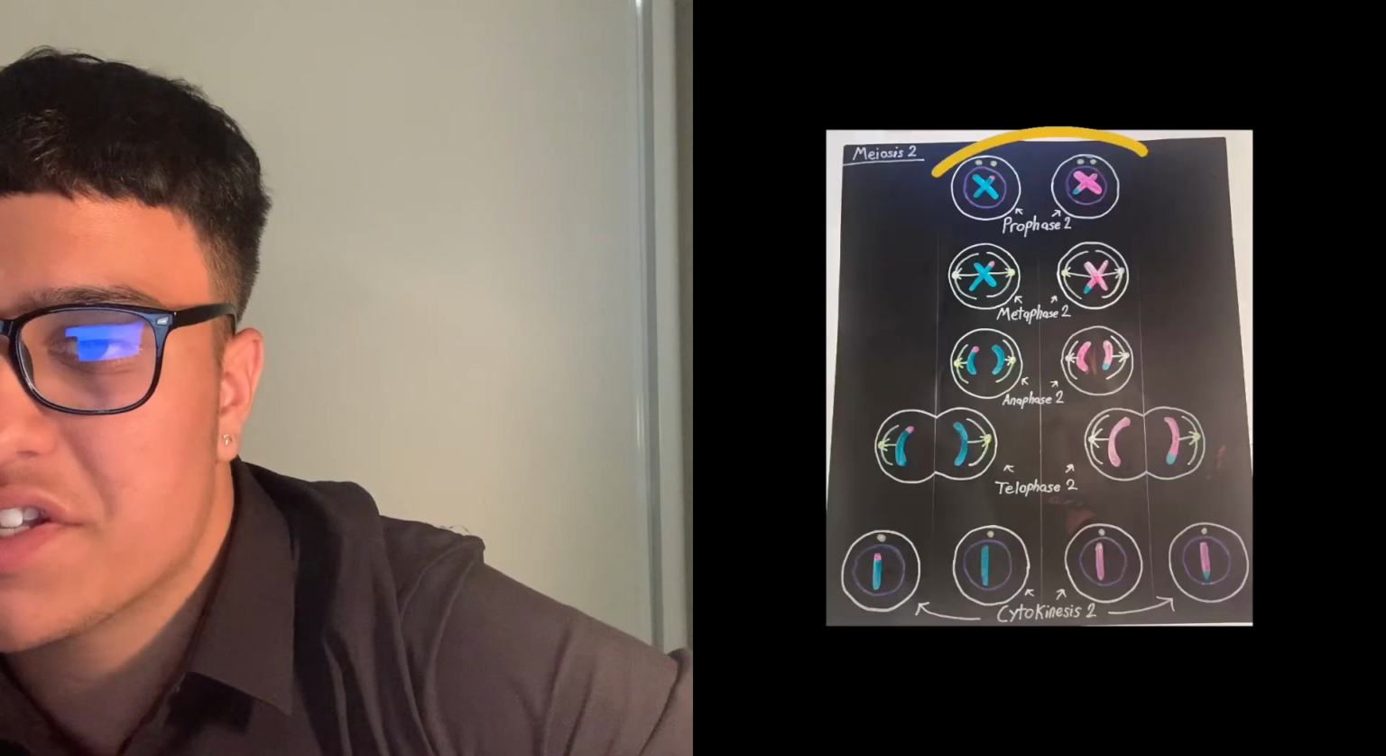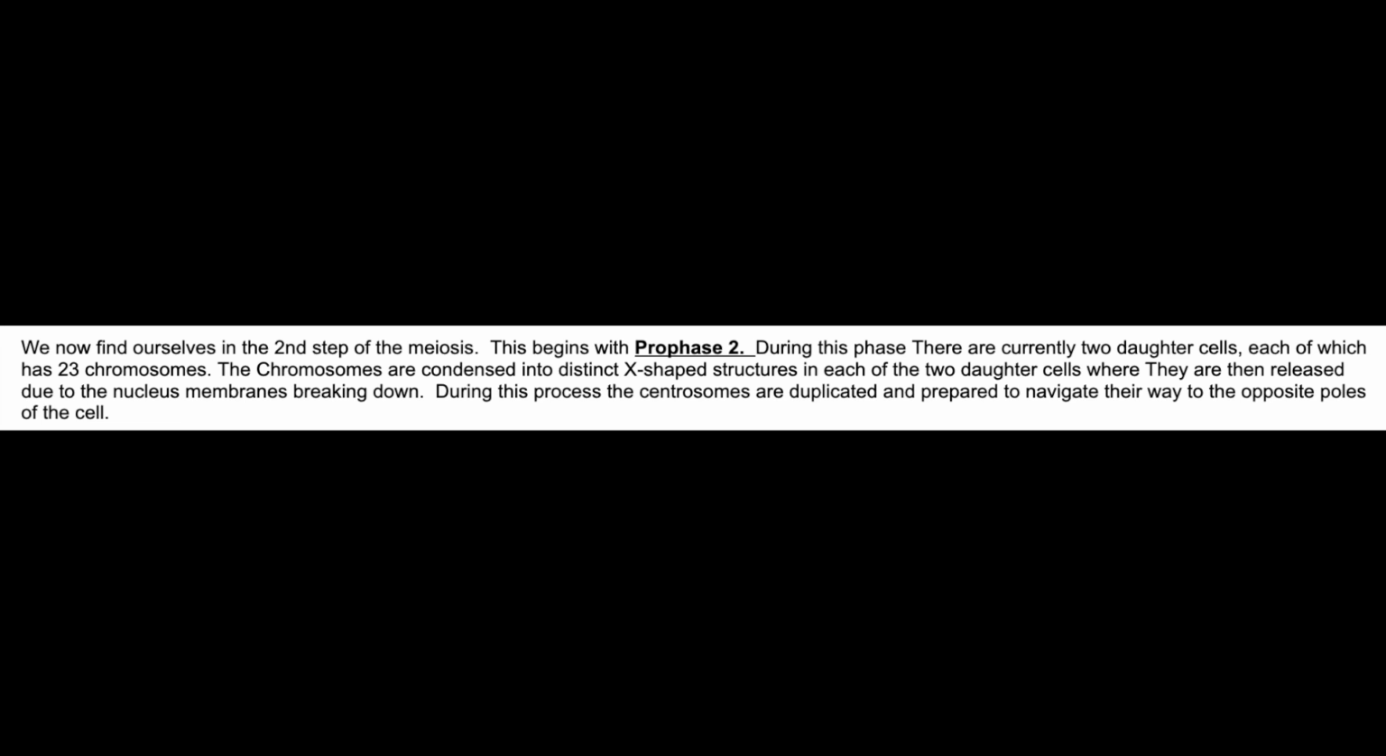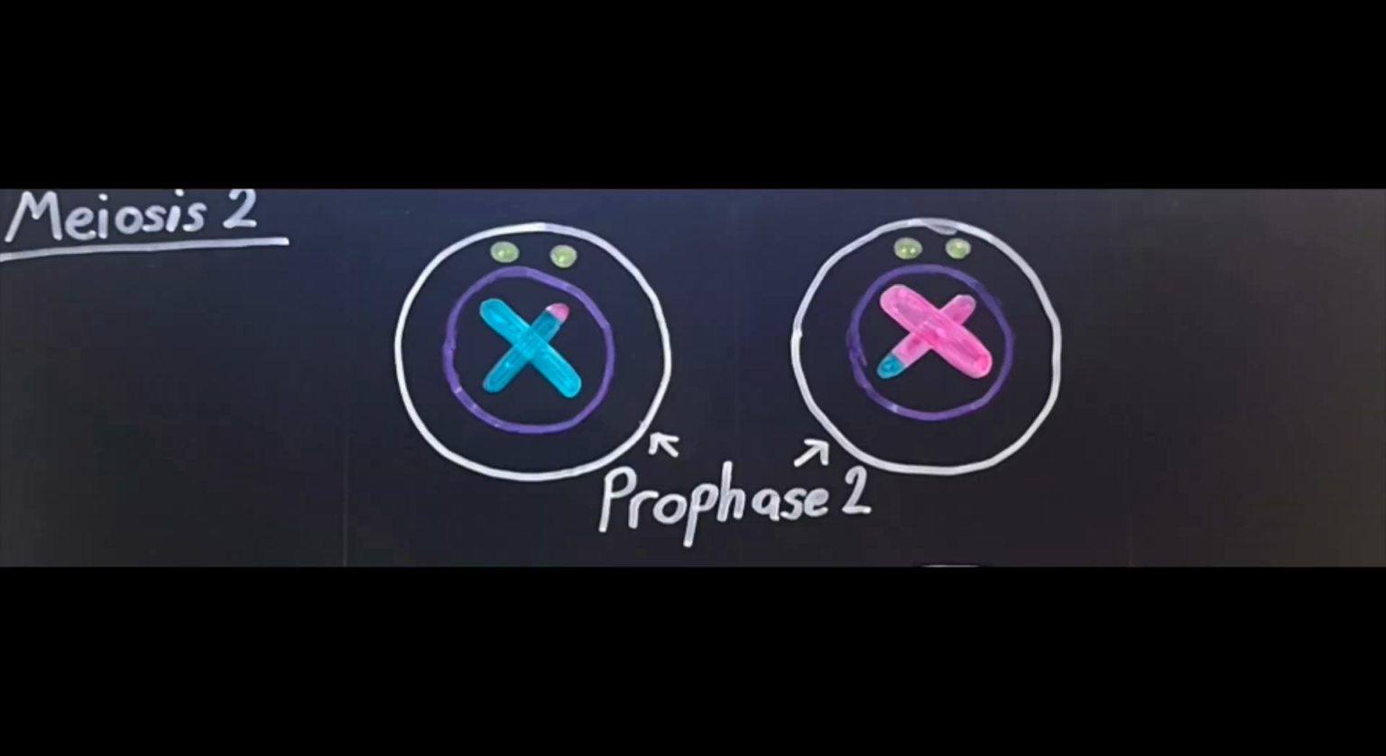We now find ourselves in the second step of meiosis. This begins with prophase 2. During this phase, there are currently 2 daughter cells, each of which has 23 chromosomes. The chromosomes are condensed into distinct X-shaped structures in each of the 2 daughter cells, where they are then released due to the nucleus membranes breaking down. During this process, the centrosomes are duplicated and prepared to navigate their way to the opposite poles of the cell.